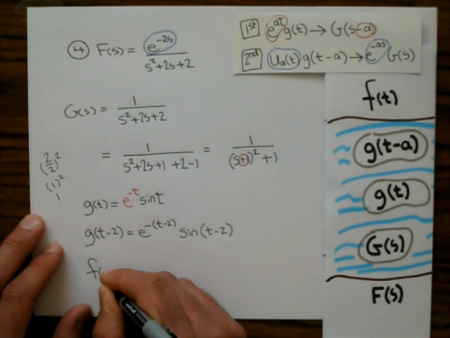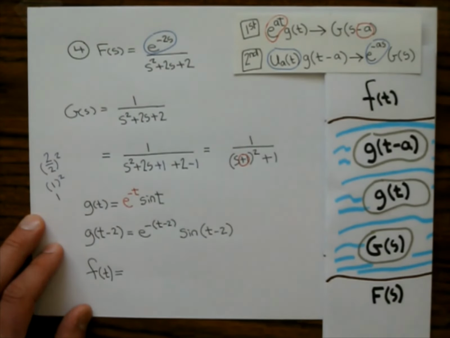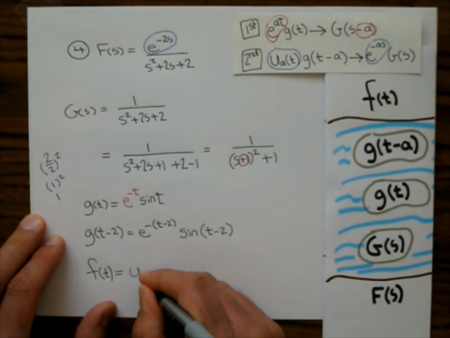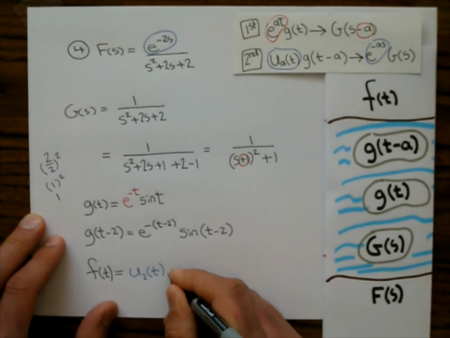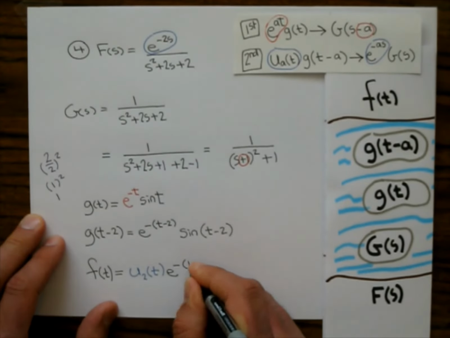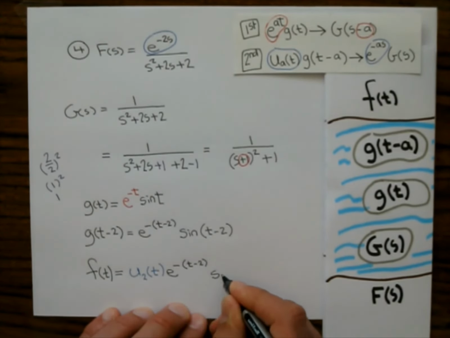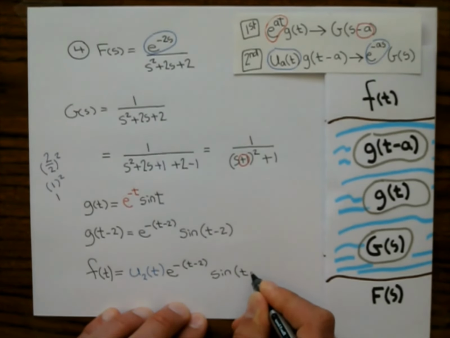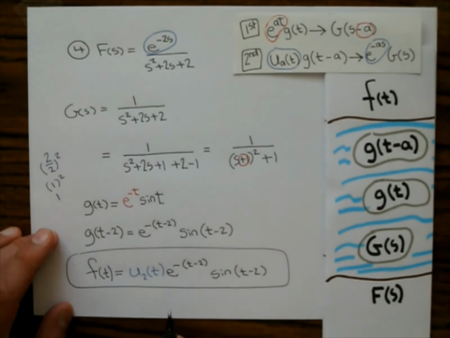So f of t equals u sub 2 of t, and then we have e to the negative t minus 2, and then sine of t minus 2. And there's your answer.